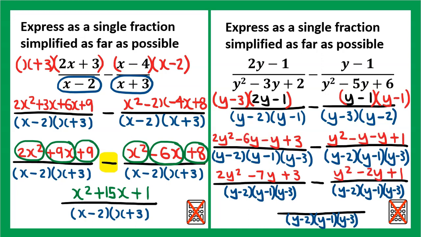Lastly, we can write as a single fraction, again remembering to subtract. 2y squared take away y squared is y squared. Negative 7y take away negative 2y would be the same as negative 7y plus 2y, so negative 5y, and 3 take away 1 is 2, leaving us with this as our final answer.